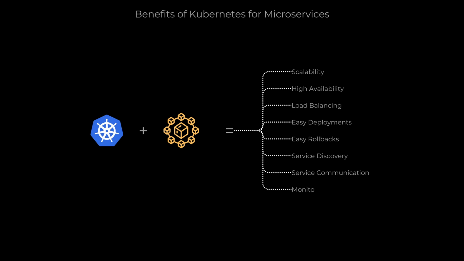Monitoring and auto-scaling. Kubernetes offers robust monitoring and auto-scaling capabilities, which are crucial for microservices. You can set up monitoring tools to track the performance and health of your microservices, and based on predefined metrics, Kubernetes can automatically scale your microservices up or down to ensure optimal resource utilization and maintain performance under varying workloads.